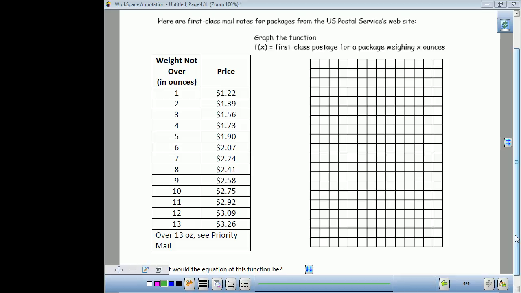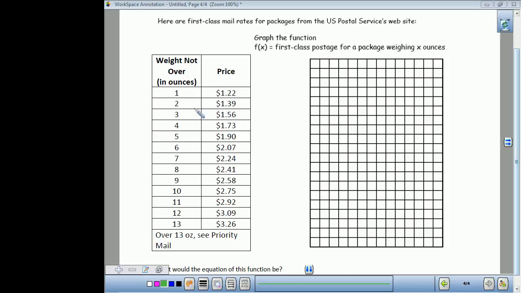Now, when we graph, and we have just a scenario, we have a situation, the first thing we have to determine is what's our independent variable and what's our dependent variable. Because when we graph, we like to place the independent variable on the horizontal axis and the dependent variable on the vertical axis, on the y-axis. So in this case, which one is independent and which one is dependent? Independent is the weight and dependent is the price.